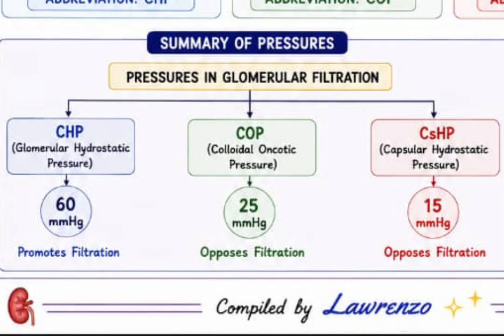It promotes filtration. You have the colloidal oncotic pressure, which is the pressure offered by what? Plasma protein, which is 25 mmHg and is constant throughout the blood. And we have the capsular hydrostatic pressure, which is 15 mmHg, which does negative feedback, inhibiting the capillary hydrostatic pressure. So hope you understand what I've said here.